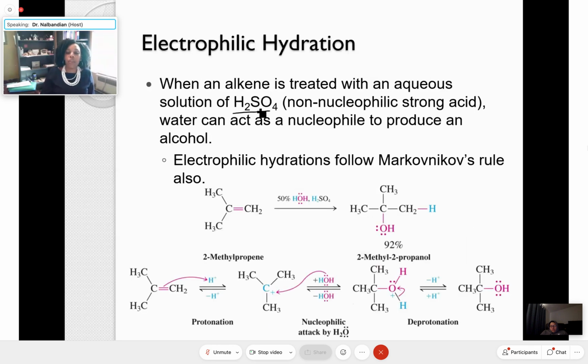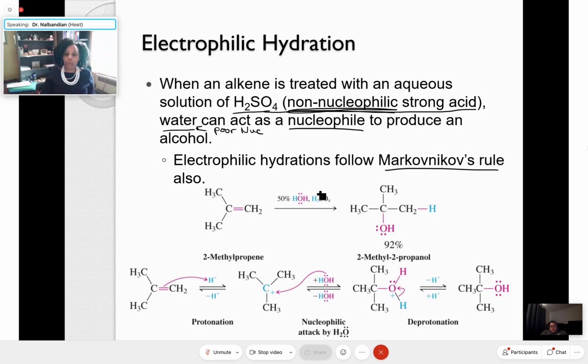But anyway, if we use a non-nucleophilic strong acid, like sulfuric acid or phosphoric acid, then we don't have a nucleophile around, right? Non-nucleophilic, there's no nucleophile around. And so then we can use water as the nucleophile. We know it's a poor nucleophile, but in the absence of anything else better, we can use that as the nucleophile. So this is called an electrophilic hydration. It's also going to follow Markovnikov's rule, so it still has the same regioselectivity and really stereoselectivity as what we looked at before. But anyway, what's our first step?